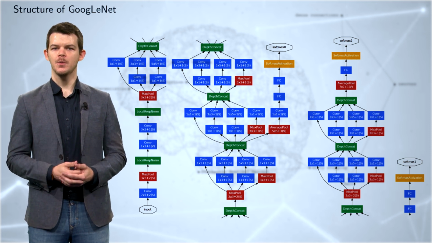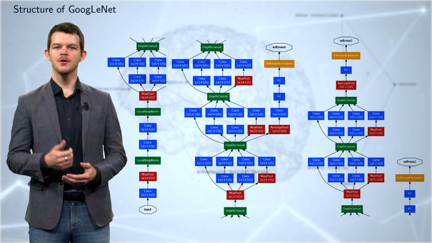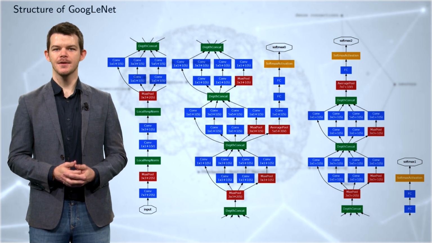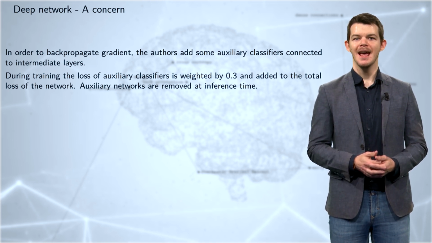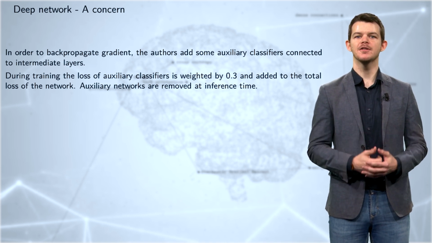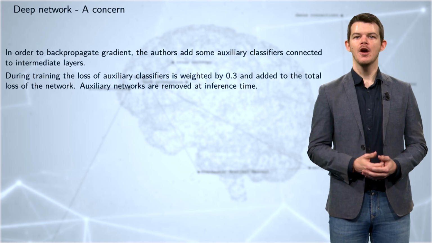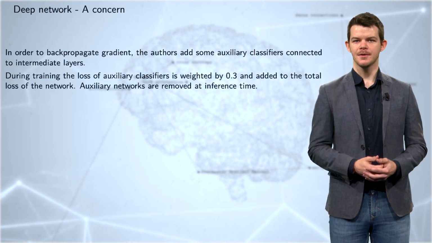Indeed, as for classical neural networks, CNNs may suffer from the vanishing gradient phenomenon. In order to backpropagate the gradient, we can add some auxiliary classifiers connected to intermediate layers. During training, the loss of auxiliary classifiers, weighted here by 0.3, is added to the output loss of the network. This loss is used for training, which helps to detect how the early layers of the network impact the auxiliary classifiers. At inference time, auxiliary networks are just removed and the prediction is obtained via the output layer, softmax 2. Auxiliary classifiers help the gradient flow to reach the first layers of the network.